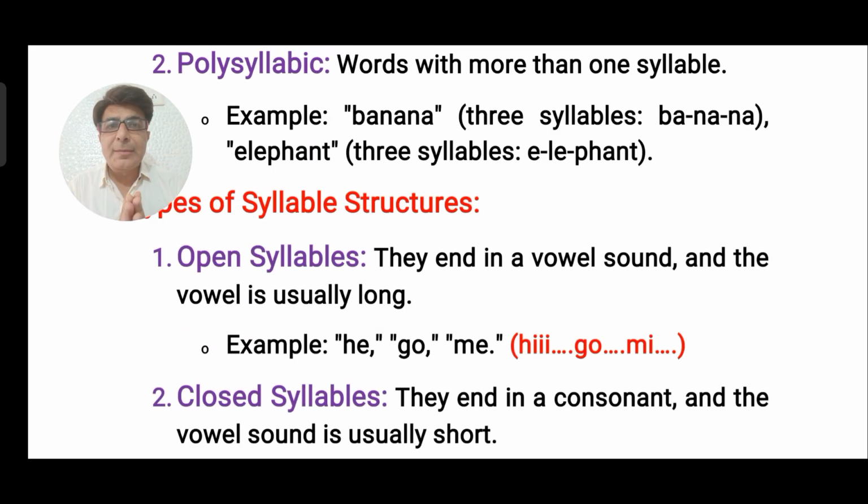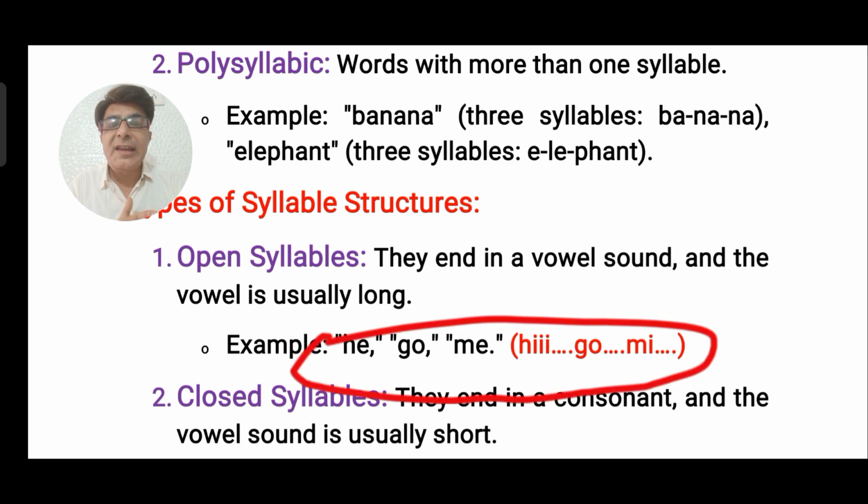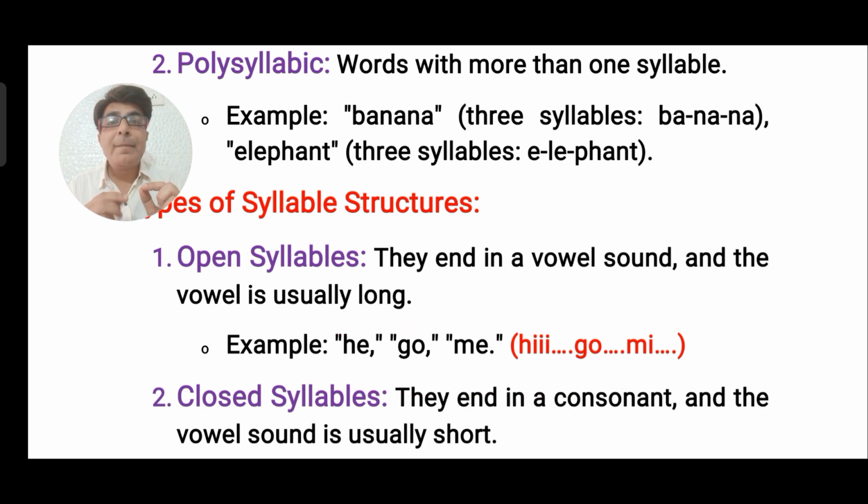Now all these syllables can have different structures and they can be primarily divided into four. Number one is open class syllables. Open class syllables are those syllables which end in a vowel. At the end of the syllable, if there is a vowel, it is called an open syllable. For example, he, go, me. So when you speak the word he, there are basically two sounds, H and E. The last sound is E and E is a vowel.